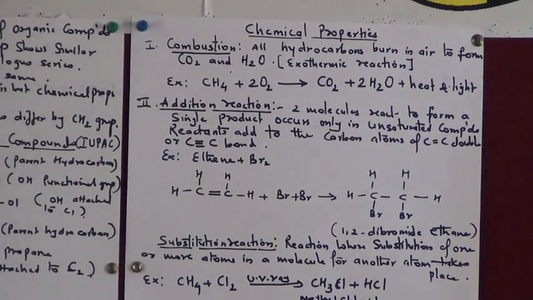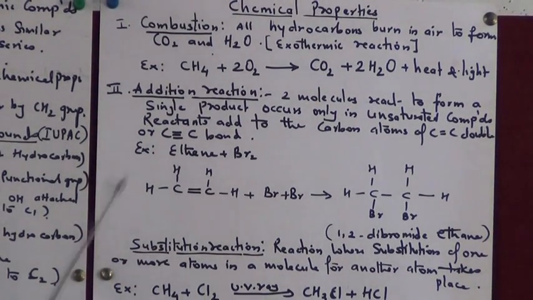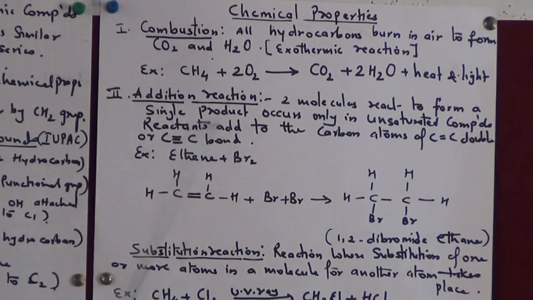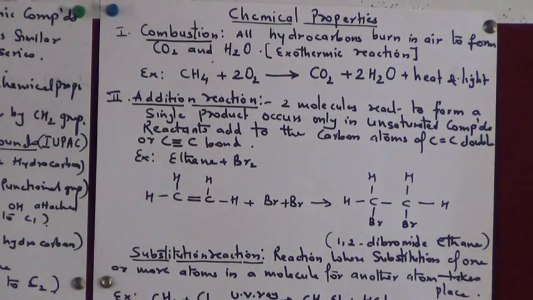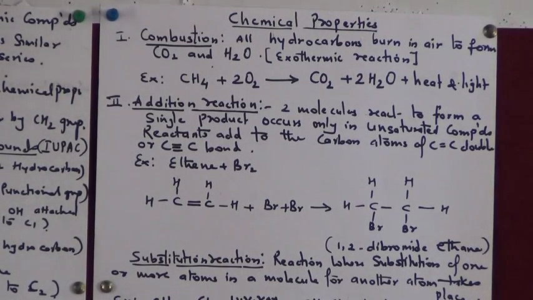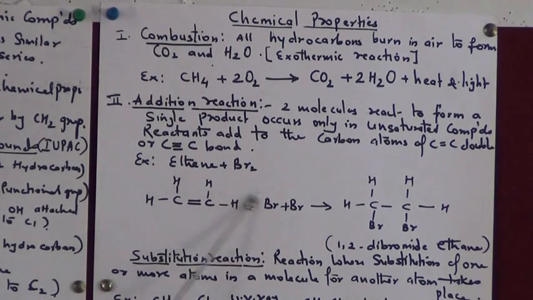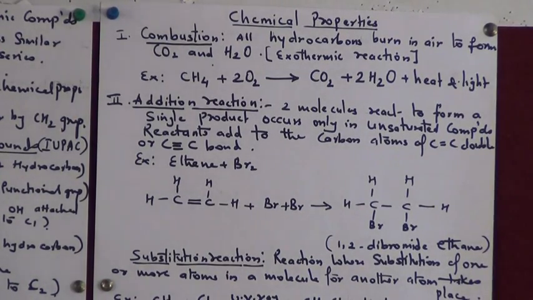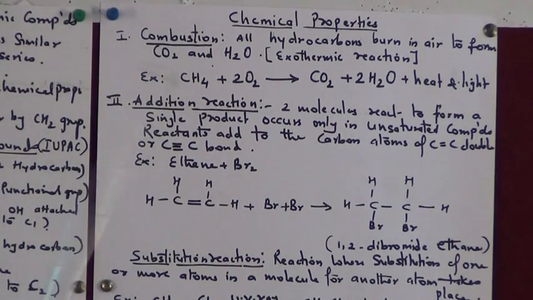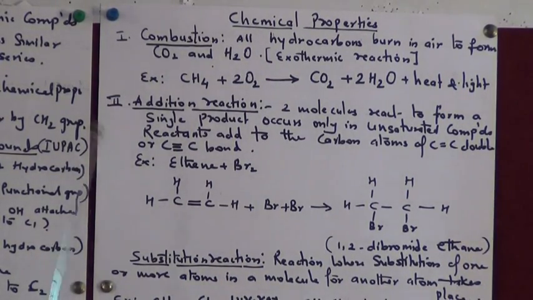Then next we have the addition reaction. It is the reaction in which two molecules react to form a single product, which is a new compound. Addition reactions take place only in unsaturated compounds. That is, the unsaturated compounds get converted into saturated compounds in the process of addition reaction. Let us understand this with an example.